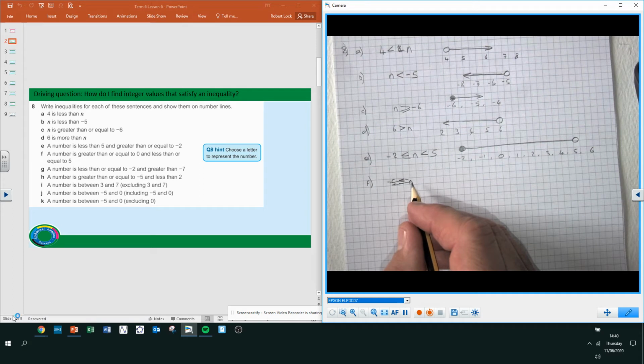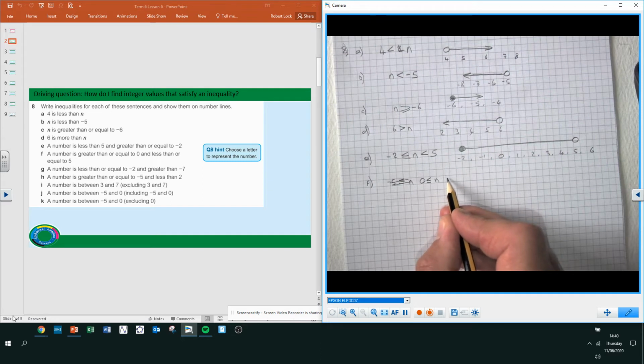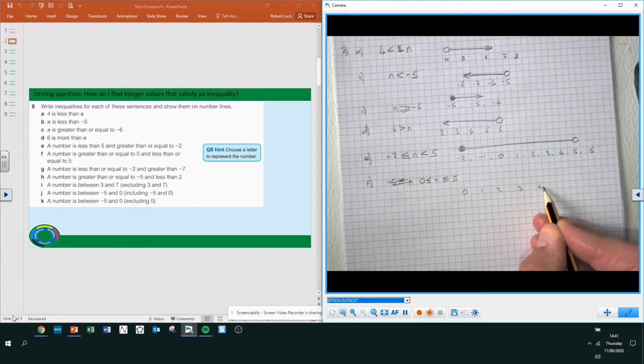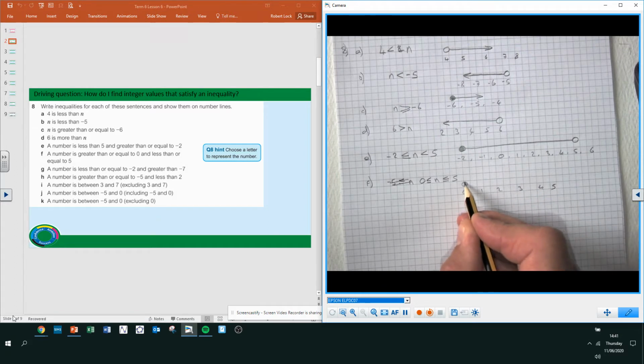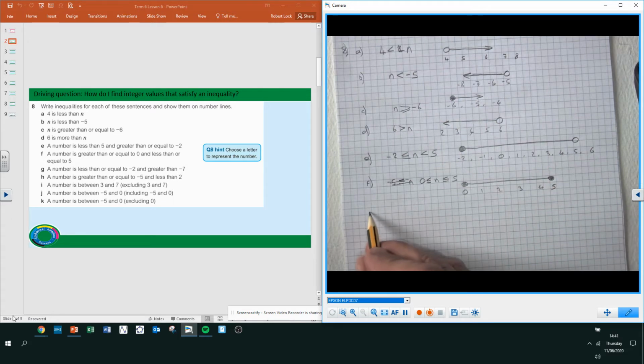G. A number is greater than or equal to 0, and less than or equal to 5. So 0, 1, 2, 3, 4, 5. Equal to, filled in the dot, equal to, filled in the dot, put a line in between the two. G. Now I can do it.